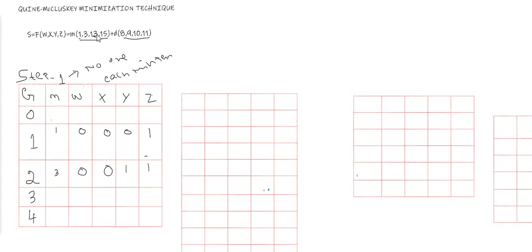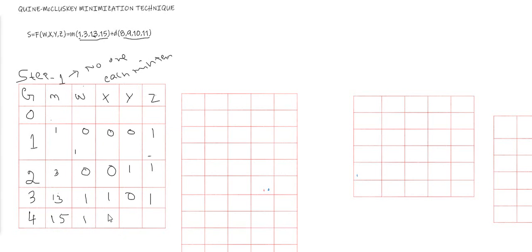Similarly, 13 is represented as 1, 1, 0, 1, so the number of 1s present is 3, and it is in group 3. Similarly, 15: we know that all are 1, so it is in group 4. Now we are done with the minterms where the truth table value is 1.